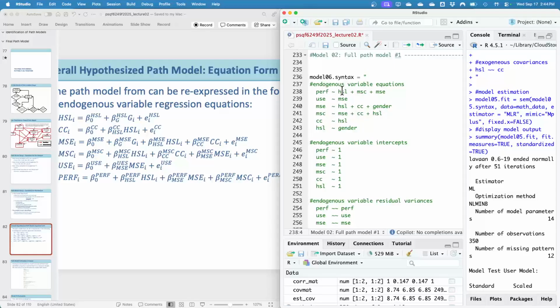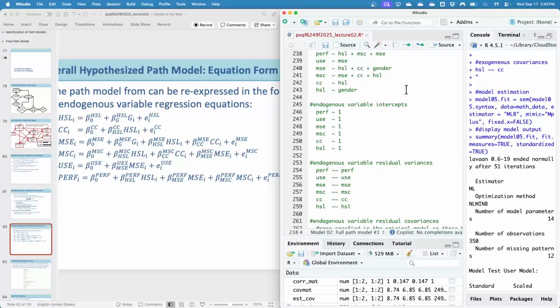We have our endogenous variable equations. What we should see here is each one of these predictors on performance separated by a plus. So we've got HSL, MSC, and MSE. And you can just go down each and build that. I think in equations, so I use the equations for this, but you can think in the path diagram, it would work the same.